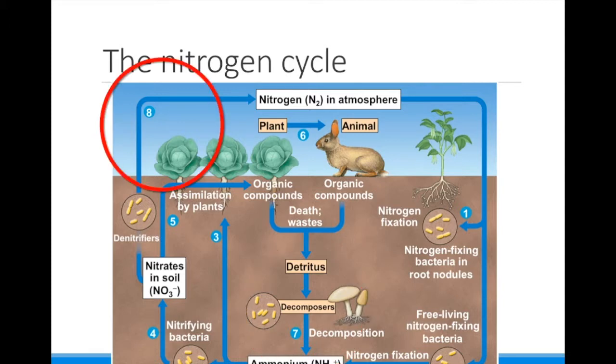Some of the nitrates in the soil are returned to the atmosphere. Nitrates in the soil can be exposed to denitrifying bacteria. Denitrifying bacteria will turn nitrates, NO3-, back into atmospheric nitrogen, N2. So it takes it from a usable form from the soil reservoir and returns it back to the atmospheric reservoir.